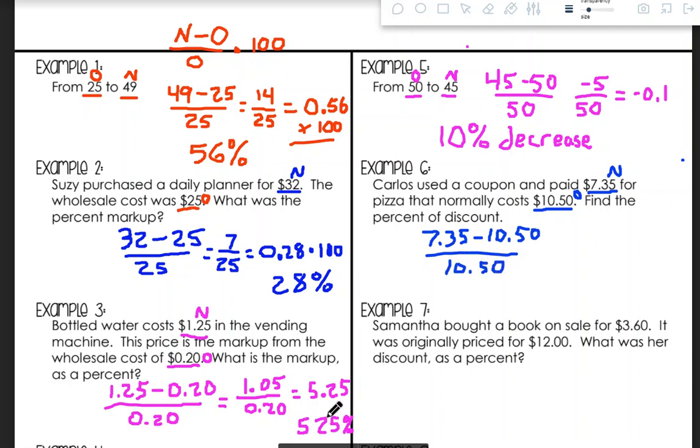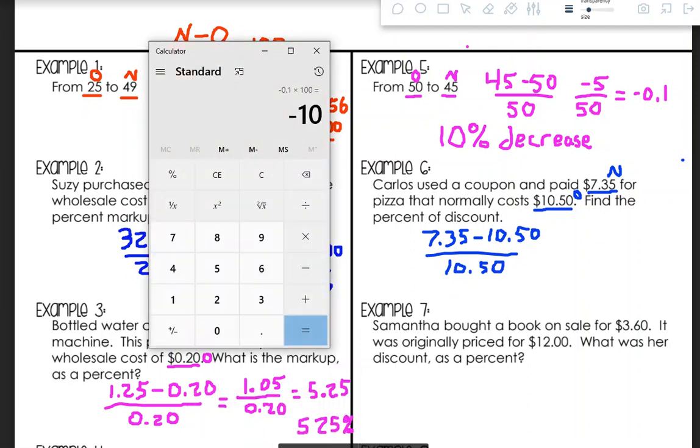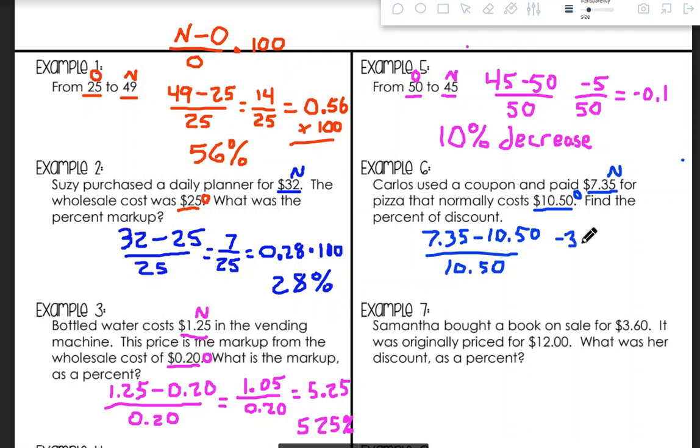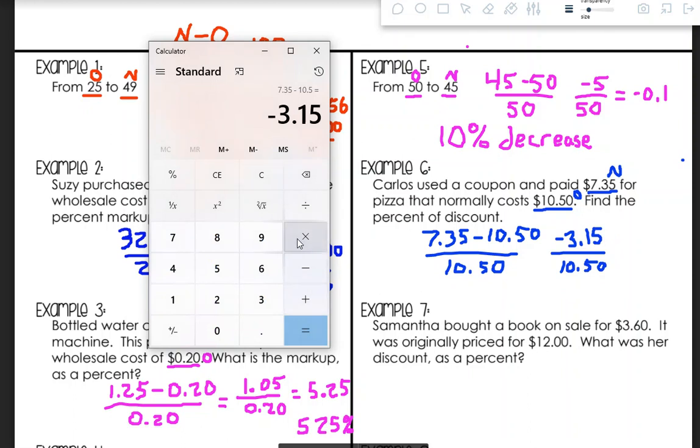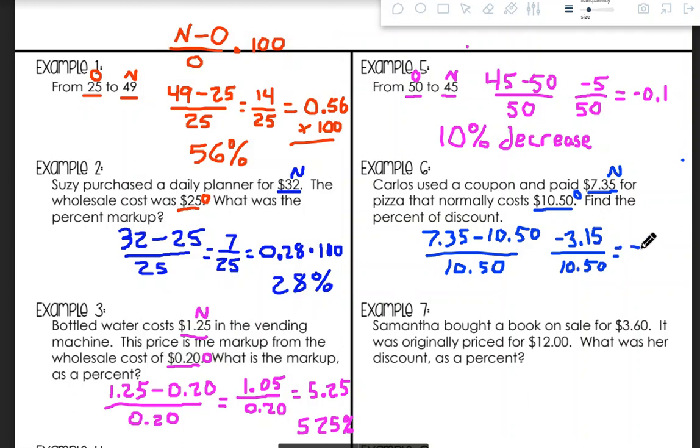All right, so what is 7.35 minus 10.50? I don't know, but thankfully I can use a calculator. 7.35 minus 10.50 equals -3.15. All right, now I have to divide that by the old, and the old was $10.50. So I can do that in my calculator. I can just hit divided by 10.50, and that gives me -0.3.